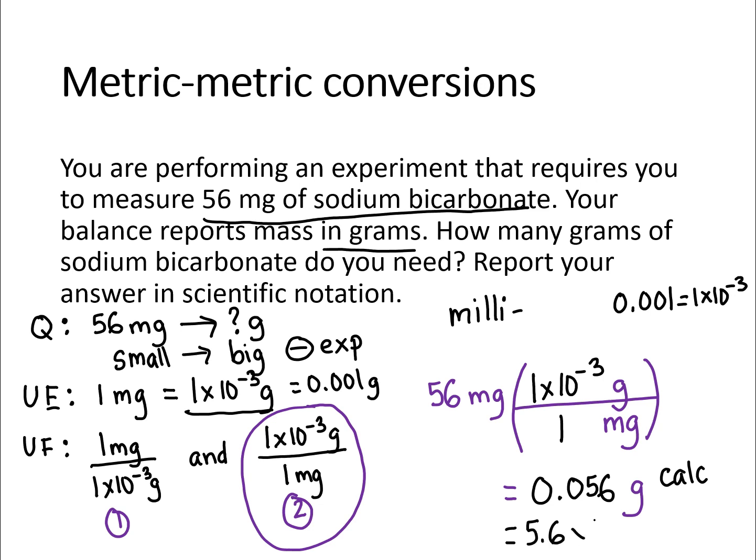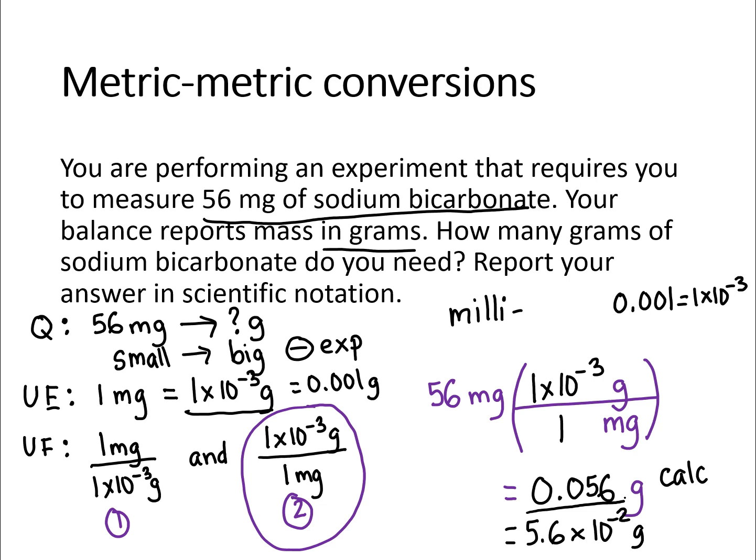So right, scientific notation, we're going to have 5.6 times 10 to the minus 2 grams. Okay. Your scale is actually going to say 0.056, but I want you to get in the habit of writing in scientific notation. So chances are, if you see a question like this, the answer will very likely be in scientific notation.